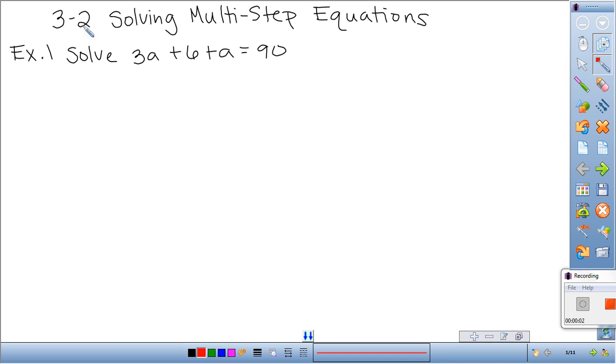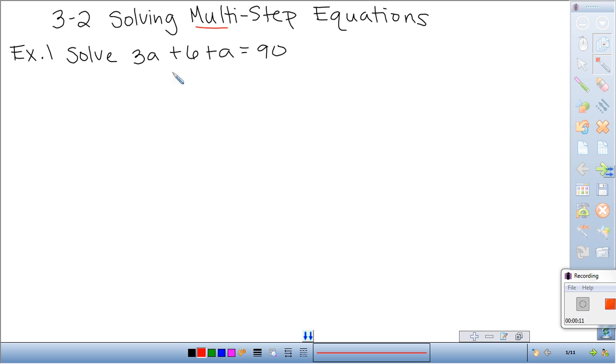This is lesson 3-2, solving multi-step equations. So we've passed up the two-step, and now it is a multi-step equation that we are trying to solve. But our mission is still the same. Get the variable alone. We want to get, in this case, A alone.